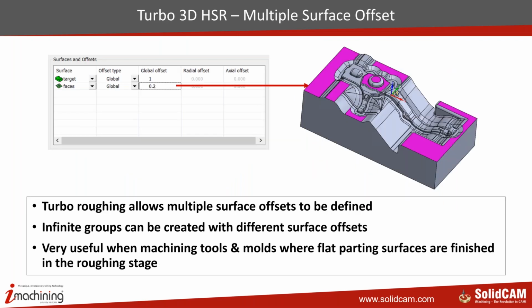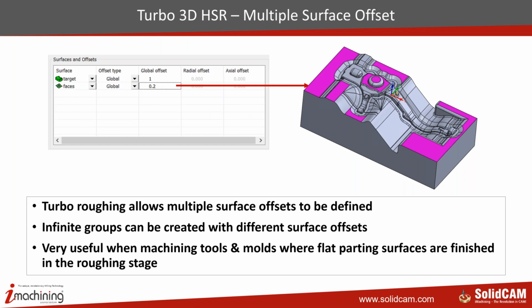So as I mentioned in the first slide, inside the Turbo 3D HSR you have an option where you can define multiple surface offsets, especially, as I told, for people who are into die mold. Now you can pick the entire target and define a global offset. Suppose for a particular set of surfaces you want a different offset, you can always pick those surfaces and define a different offset, either the global offset, or a radial offset and axial offset.